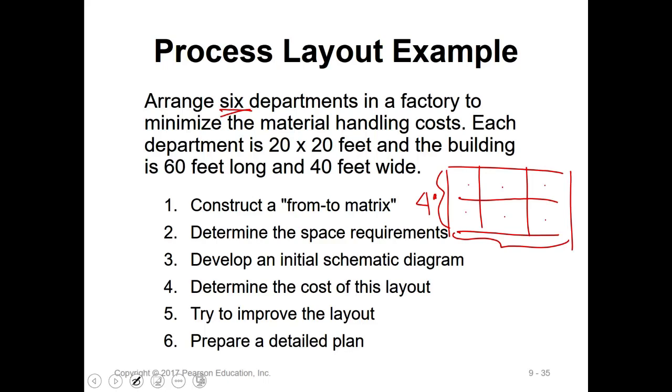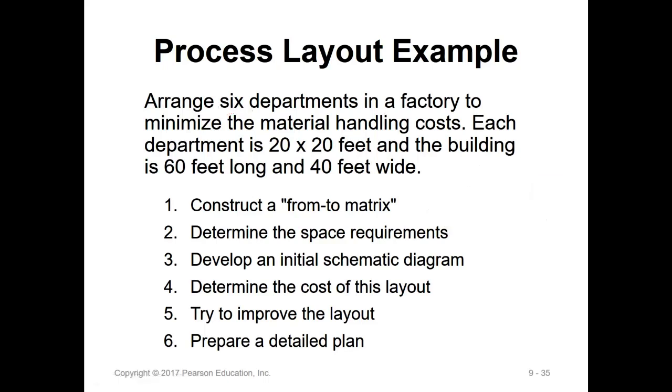There are 6 steps. So, construct the from-to matrix. I will explain what the from-to matrix is. The next one is to determine the space requirement and determine an initial schematic diagram. How do you develop this initial schematic diagram? And then determine the cost of this layout. After you have the layout, try to improve it and calculate the cost to rearrange this layout.